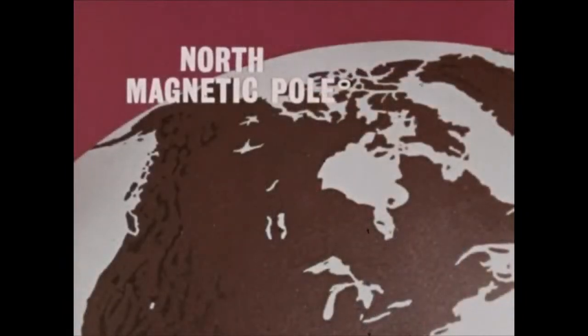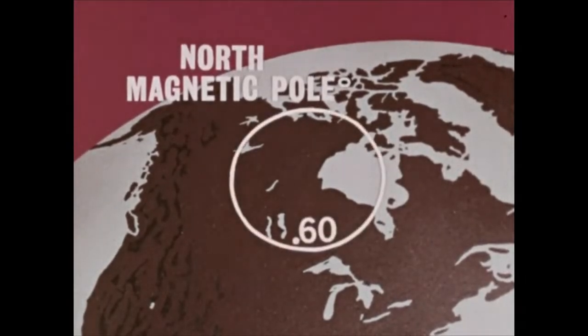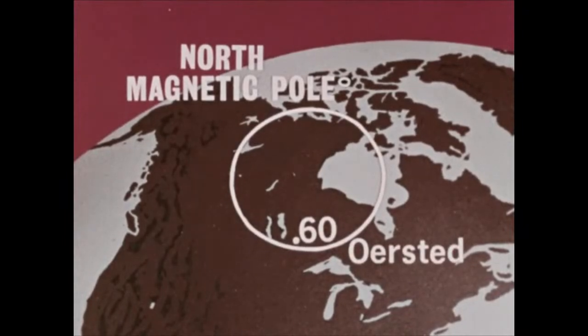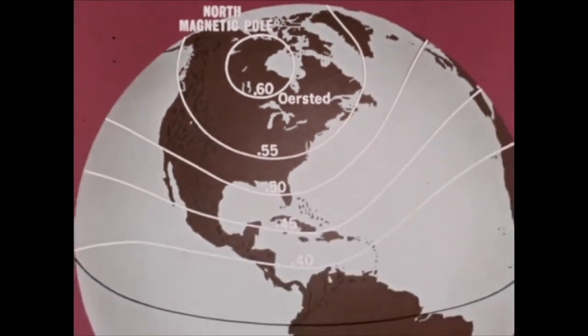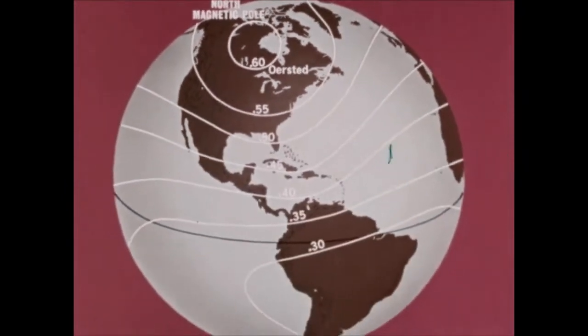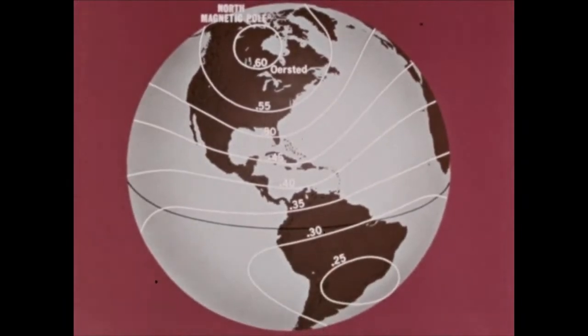We can plot magnetic intensity of the Earth's field by connecting points of equal intensity. At points near the magnetic North Pole, the intensity is 0.60 Oersted. The Oersted is the unit of measurement of magnetic intensity. Intensity decreases towards the equator until it reaches a minimum of 0.25 Oersted, about 25 degrees south of the equator.